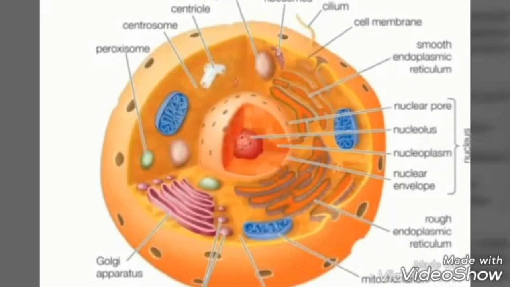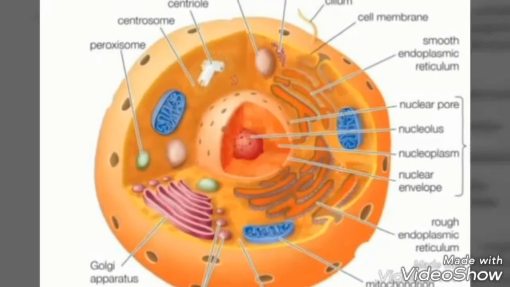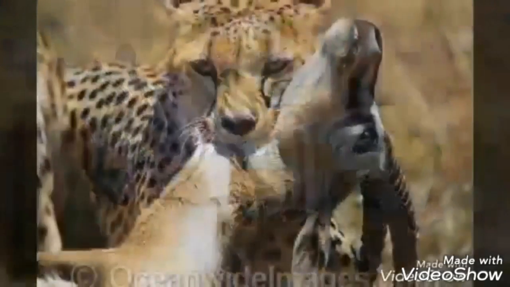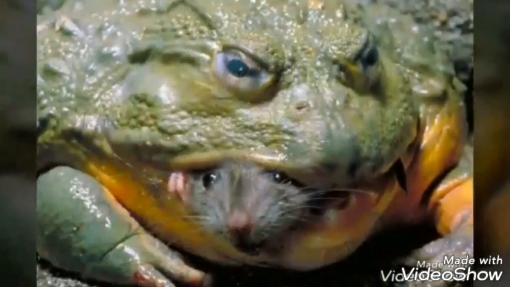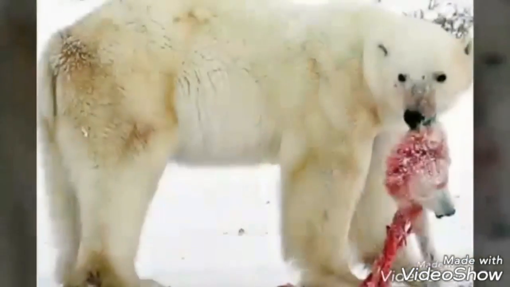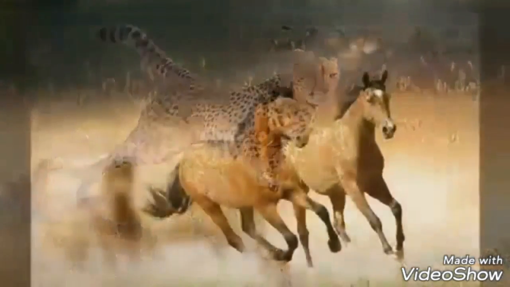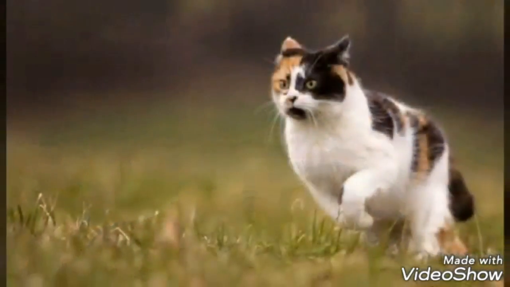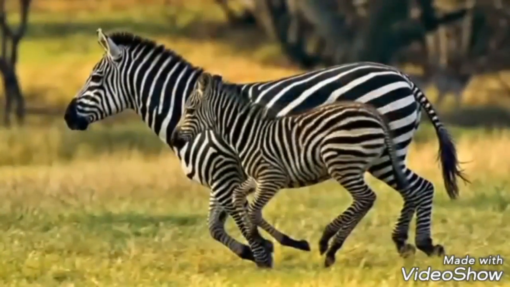Firstly, animals are multicellular and all animal cells lack a cell wall. Secondly, animals are heterotrophs, meaning they obtain nutrition from external sources. Additionally, animals are typically motile, due to their well-developed nervous and muscular systems.